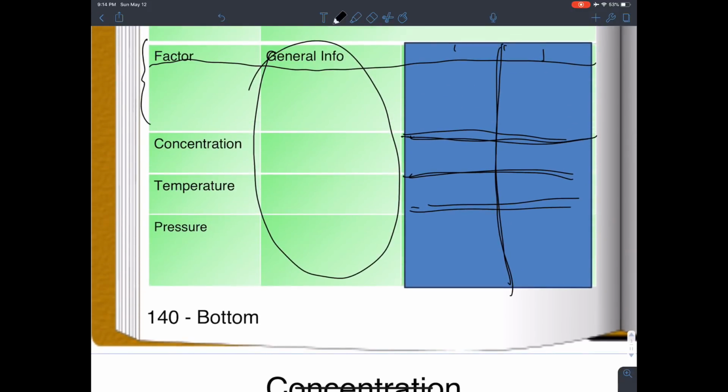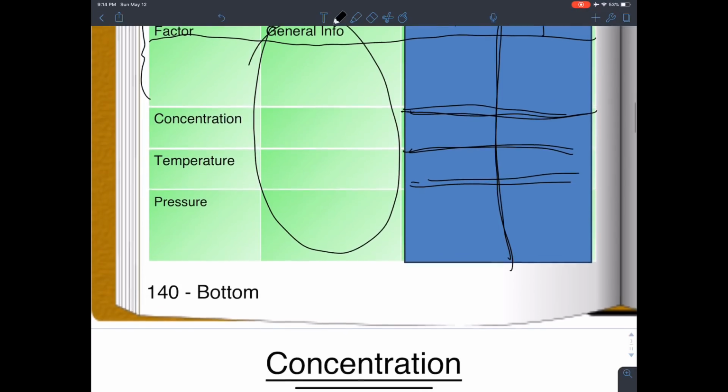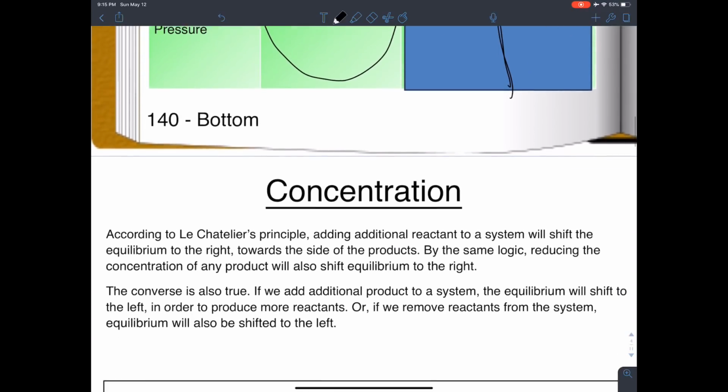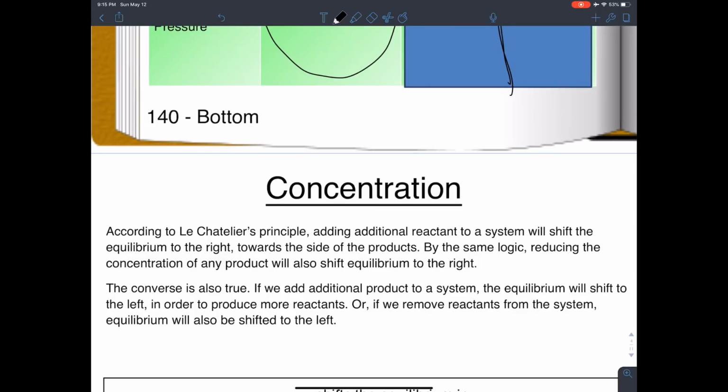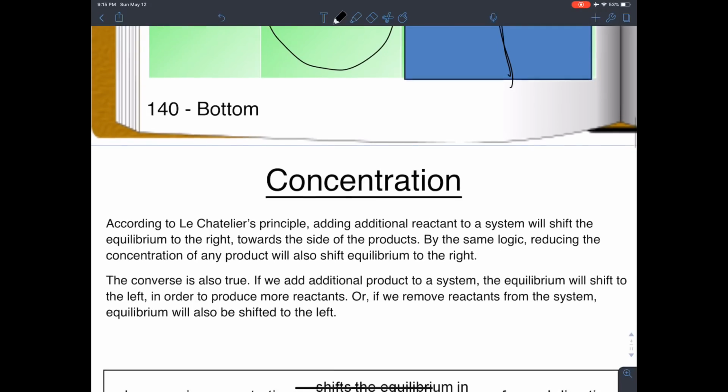Now, the general info, like I said, this is where you need the most stuff. Just on a chart like that might not even be enough. So if you want to grab a lined piece of paper, I'll be impressed, and that would be good for your note-taking. So first of all, let's talk about concentration.